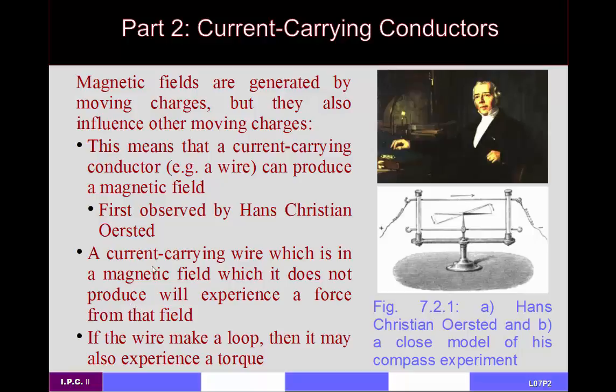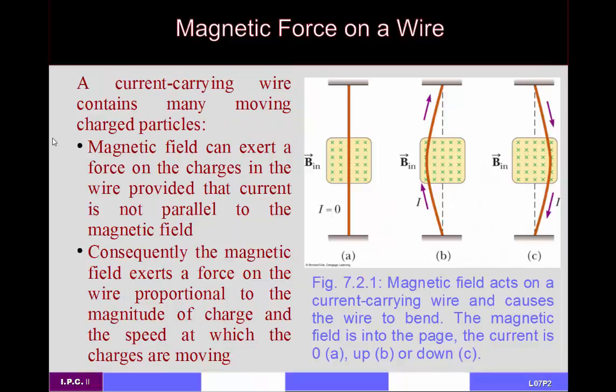Also, if you put a current carrying wire in a complete loop and place that into a magnetic field, then the loop may experience a net torque, thus causing it to spin or rotate. So let's start by looking at the magnetic force on a wire.